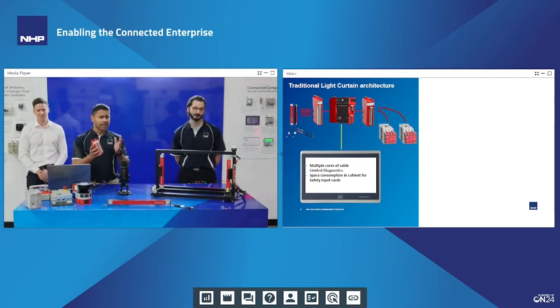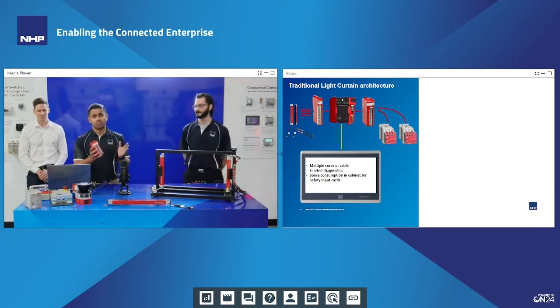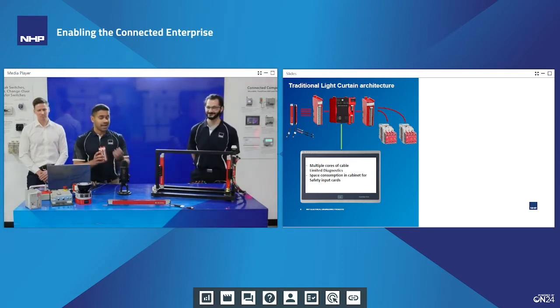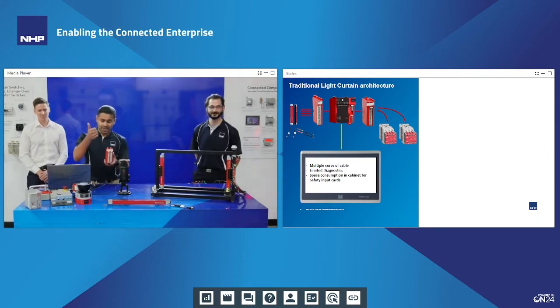So in total, we're looking at definitely more than 4 inputs being consumed by your input card. Now, these inputs behave in a binary fashion, which means it's either on or it's off. So there alone, the diagnostics that you're going to receive are limited to whether it's on or off. However, this also consumes space in your cabinet. So there's limited diagnostics, and it consumes space in your cabinet.